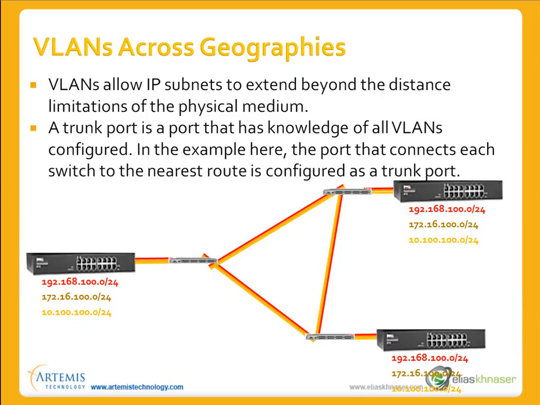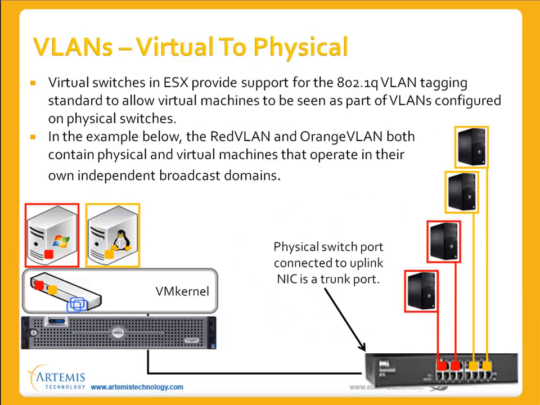And a trunk port, in essence, is a port that has knowledge of other VLANs that exist on other switches. Now, by having this knowledge, by having those trunk ports, you've made the VLANs that are available on the other switches accessible to this VLAN. Now it can route traffic to it, it can pass communication across it.